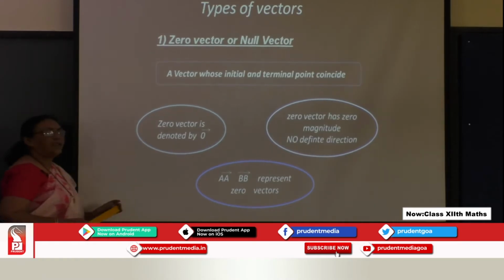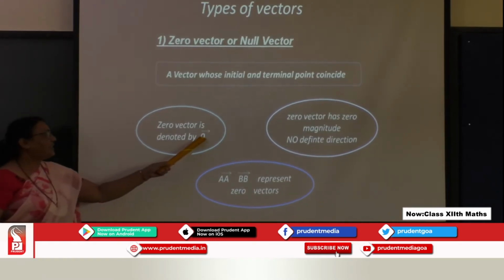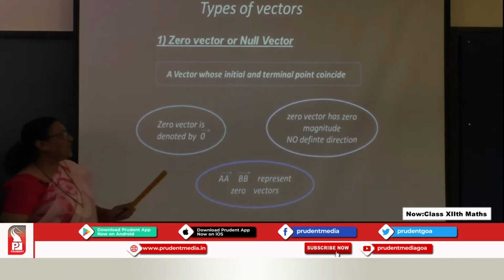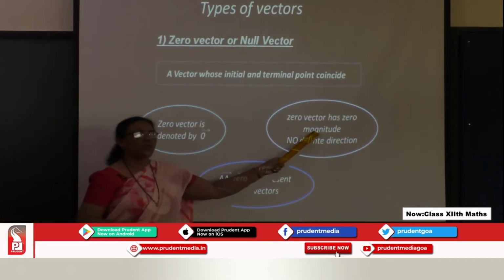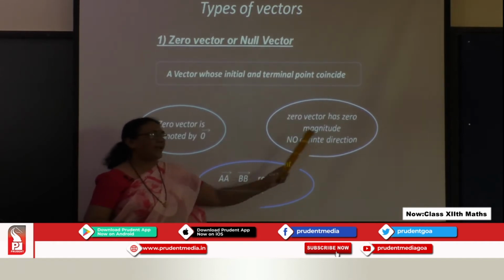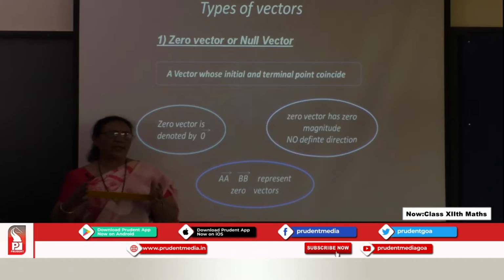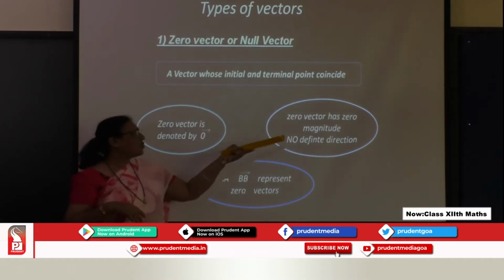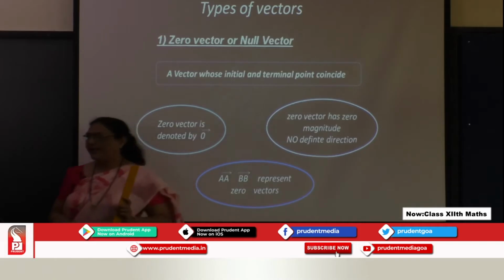Now the zero vector is always denoted by a 0 on top of a bar, or it is just lying here. A zero vector has no magnitude and no definite direction. There is no direction. I am standing here only. I am not going this side, this side, this side. So the zero vector does not have a direction.